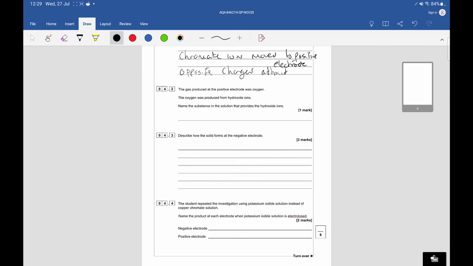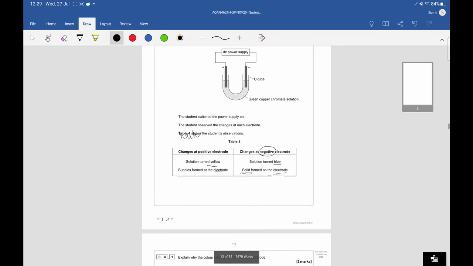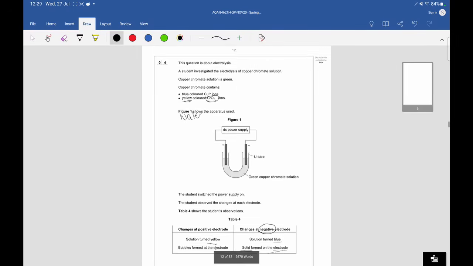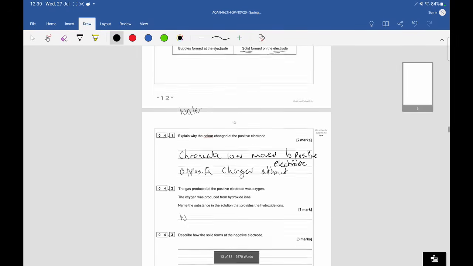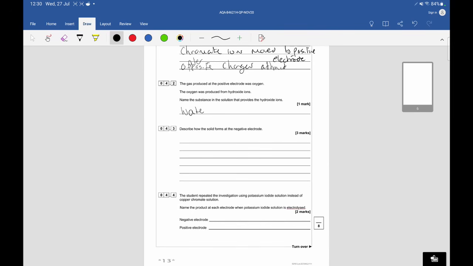The gas produced at the positive electrode was oxygen. The oxygen was produced from hydroxide ions. Name the substance in the solution that provides the hydroxide ions. We should be aware that our substance was copper chromate. There's no hydroxide in copper chromate. The only substance that has hydroxide ions in there is water, because it's dissolved in solution.